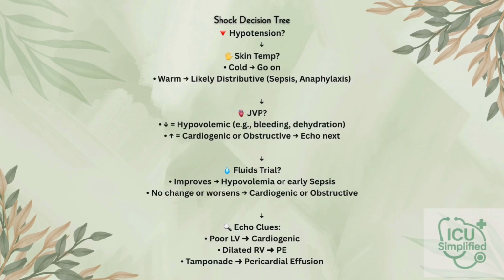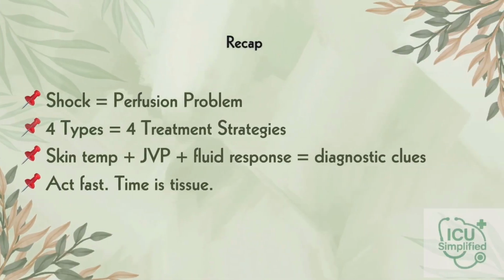Again, trying fluid simultaneously. If it improves, it's hypovolemia. If it doesn't, then cardiogenic or obstructive. Echo: poor LV is cardiogenic, dilated RV is PE, and tamponade is pericardial effusion. There are all the clues there. You just have to look for them.